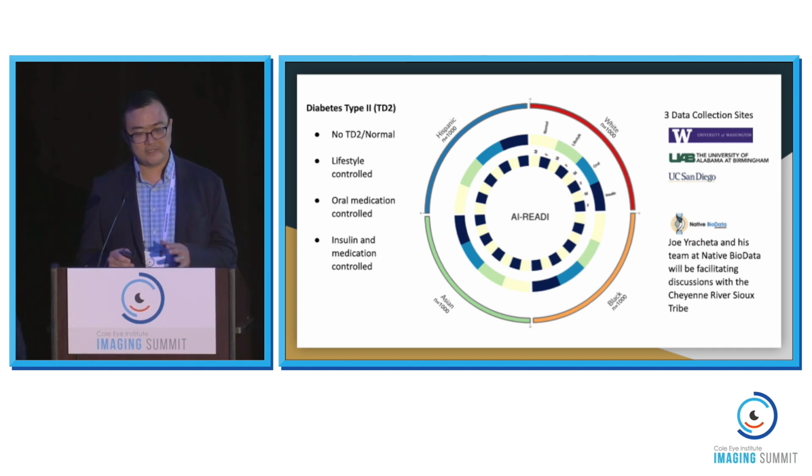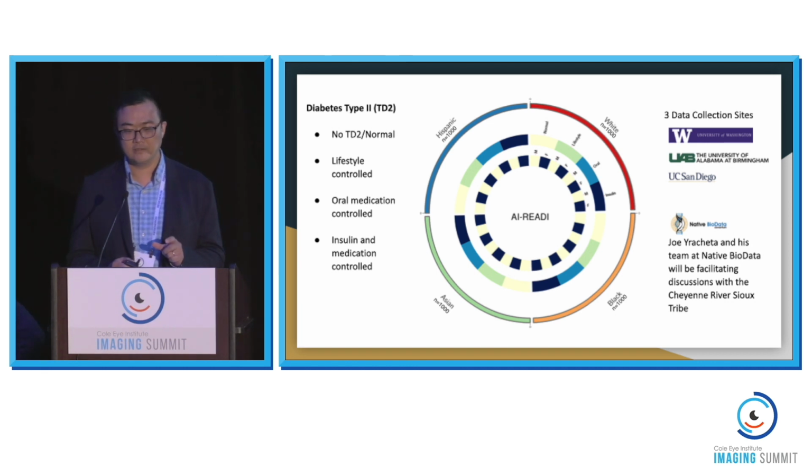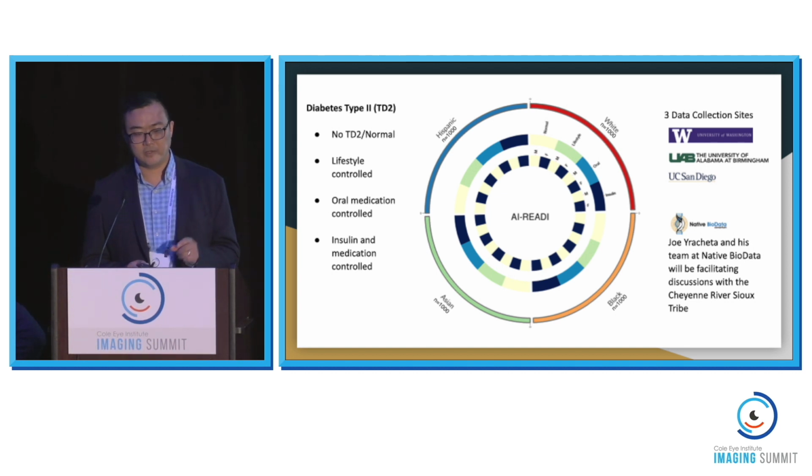To build this data set, we made a few structural changes to the way that we're collecting this data to avoid a lot of the issues that I pointed out with the UK Biobank. One is that we wanted to build a data set of about 4,000 people, where about 1,000 of the people will have no diabetes at all, 1,000 will be lifestyle controlled, 1,000 will be oral medication controlled, and 1,000 will be insulin dependent. And within that, 1,000 people will be white, 1,000 black, 1,000 Asian American, 1,000 Hispanic, and within that, one-to-one balancing of males and females.